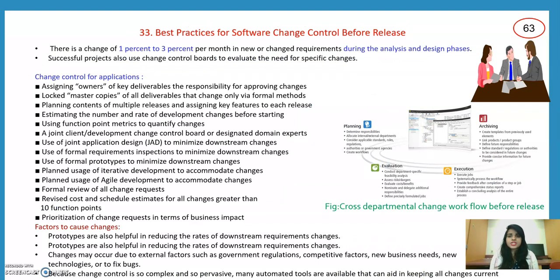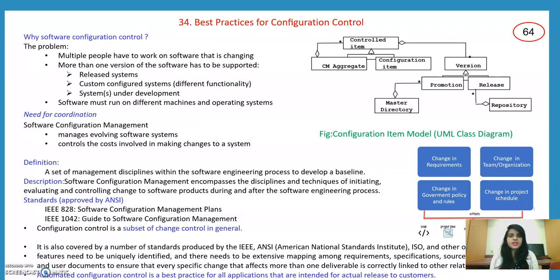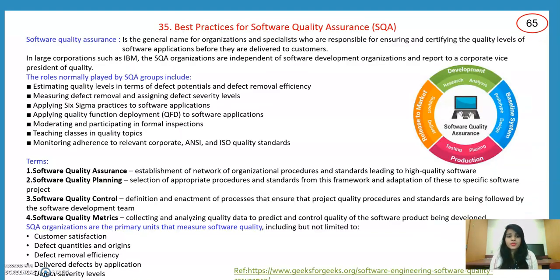And the other best practice is change control before release. We need to have change control for many applications before they are released. And this is the best practice for configuration control. Configuration control means multiple people have to work on software that is changing. So more than one version of the software has to be supported, releases, systems, customers. So software configuration control is also very important.